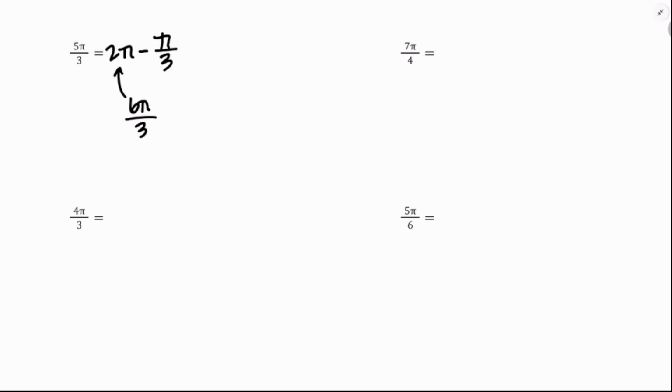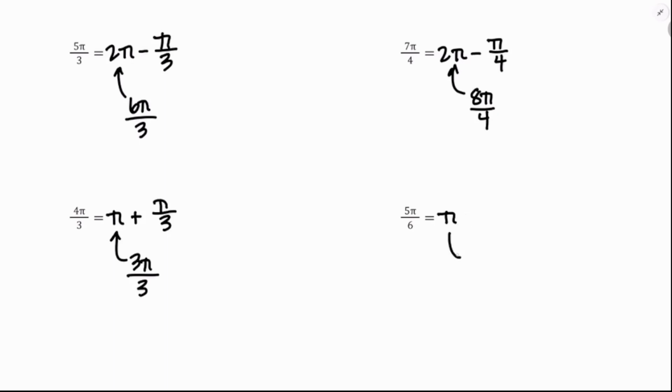Okay, and then 7 pi over 4, again 7 over 4, that's close to 2, because 2 would be 8 over 4. This would be 2 pi, which would be 8 pi over 4 minus a pi over 4. And 4 pi over 3, 4/3, that's 1 and 1/3, that's kind of close to 1. So I'd say that's 1 pi, which would be 3 pi over 3, plus an extra pi over 3. Then 5 pi over 6, that's almost all the way to pi. That would be 6 pi over 6 is 1 minus a pi over 6.